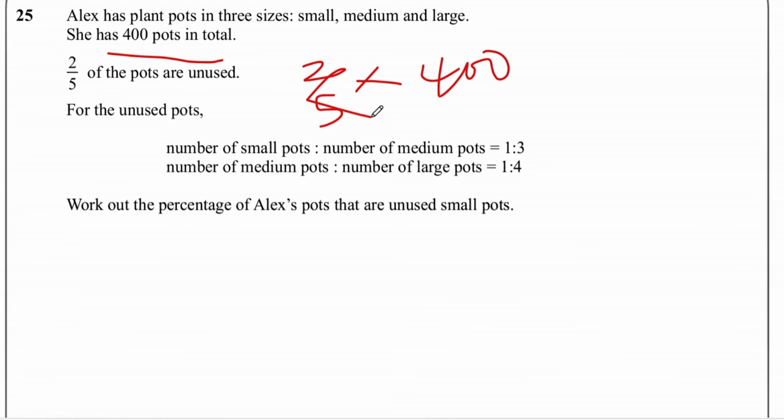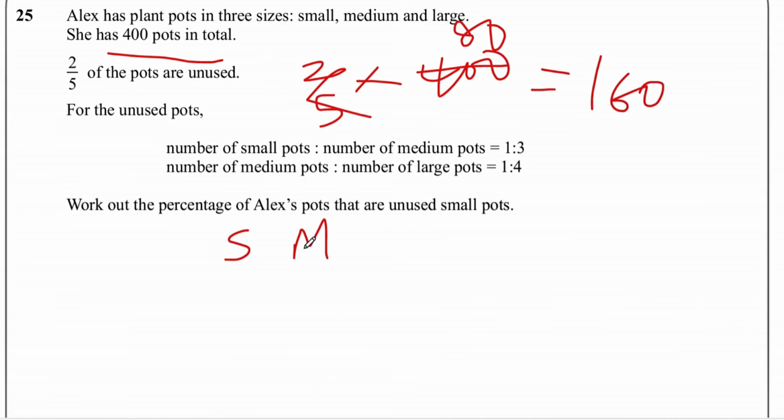5 into 40 is 8. Then you have the 0. So 2 times 80, and that will give you 160. So you have 160 pots unused. Now, for the unused pots, they gave you small, medium. You see this whole thing is common, like we've done in other videos. So small to medium is 1 to 3 here. Then medium to large is 1 to 4.